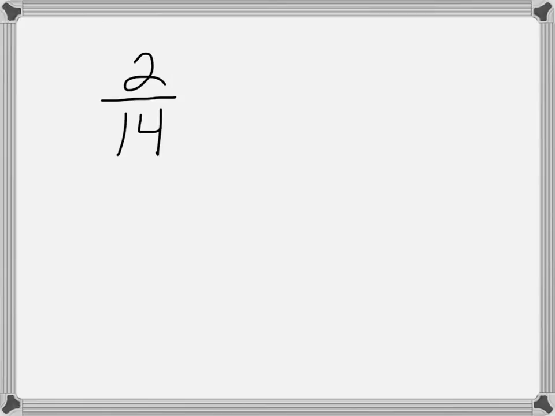Sometimes it's easy to reduce a fraction in your head. If I look at 2 over 14, and I want to think, what do 2 and 14 both divide by? Hopefully, quickly, you could come up with 2. So if I divide both the top and the bottom by 2, then I have 1 over 7. And so that is my reduced fraction, or my fraction in simplest form.